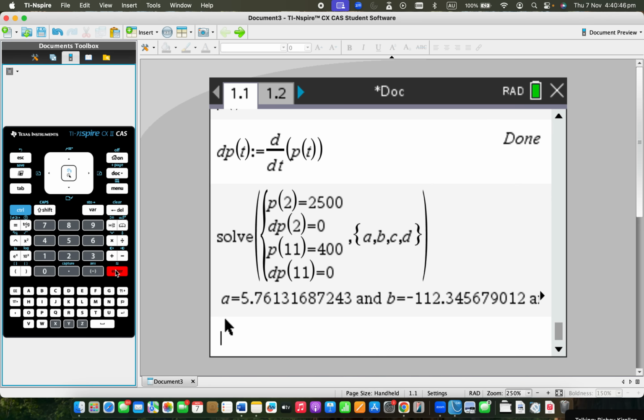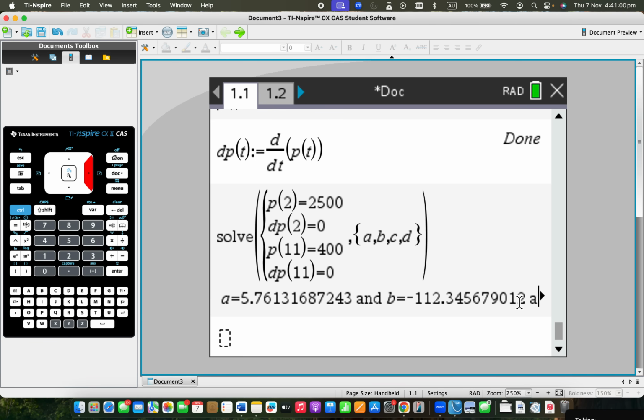Now, those are the values. So A is 5.76, to 2 decimal places. B is negative 112.35. C is 380.25. And D is 2142.80.